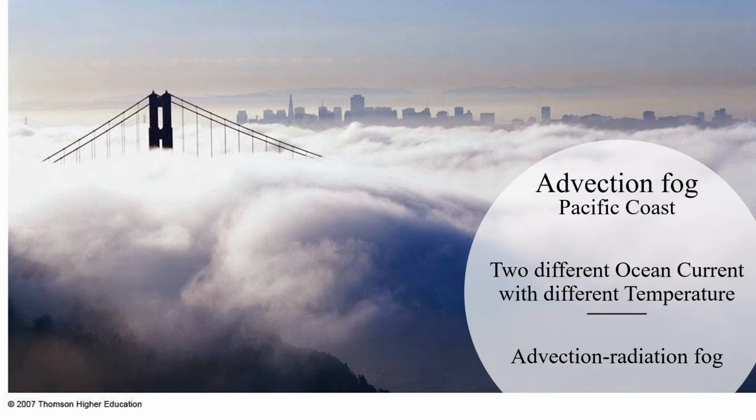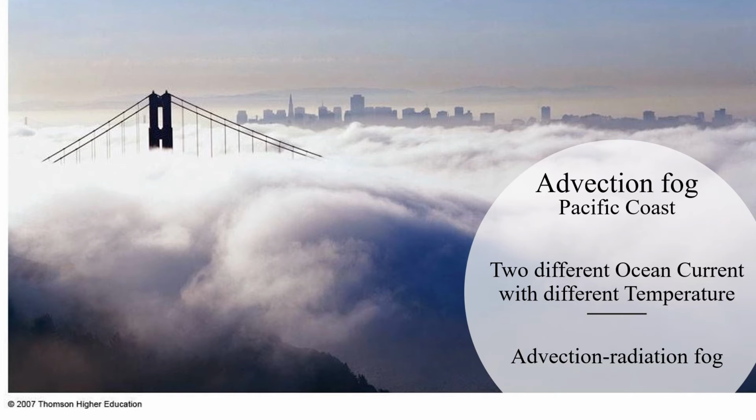A good example of advection fog can be observed along the Pacific coast during the summer. The main reason fog forms in this region is that the surface water near the coast is much colder than the surface water further offshore. So the warm, moist air from the Pacific Ocean is carried, or advected, by the westerly wind over the coastal cold water.